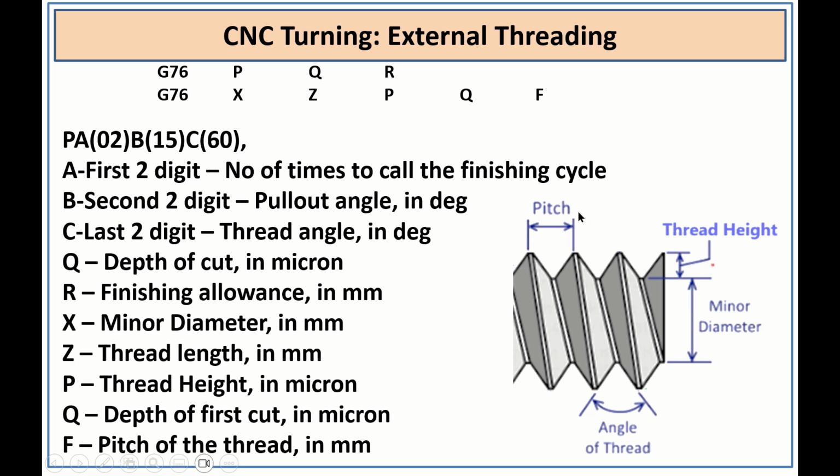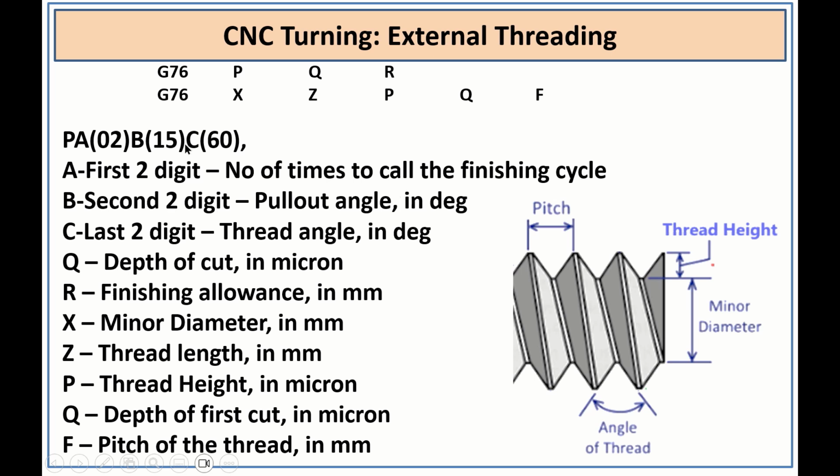That angle is called the pull out angle. If it is 0, it will exit slightly, it will come like this. If it is 90, it will go like this, so at that time the threads will break. So this pull out angle is 15 degrees, and this pull out angle must be less than the angle of threads. So if the angle of threads is 60, this should be less than that.